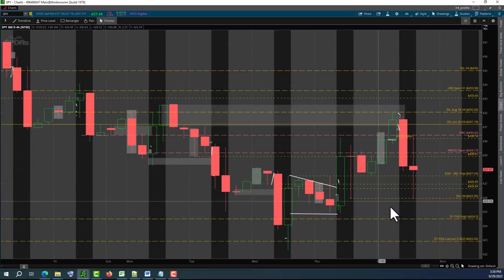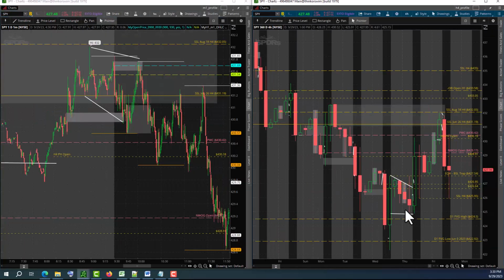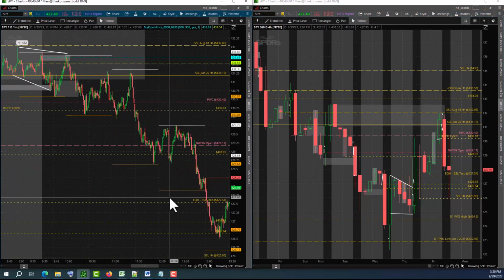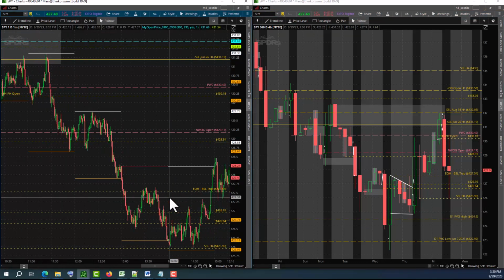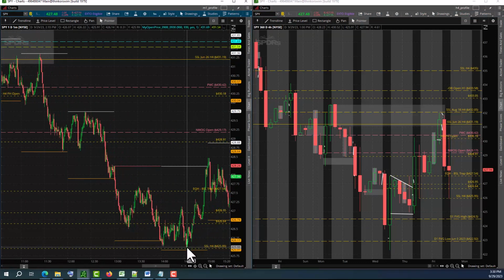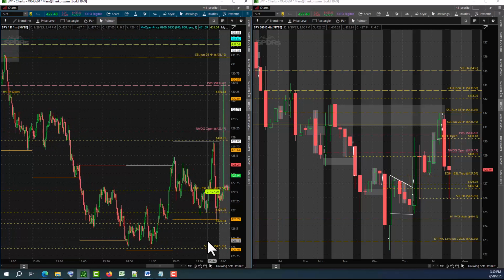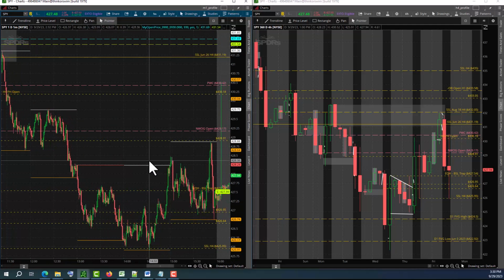So right here, that's our sell-side liquidity right there. So let's see how this manifests on the 1 minute time frame. Right there. Wow. At 2 o'clock, it hit right there. 2:30. Beautiful trade. That's what we're talking about right here.